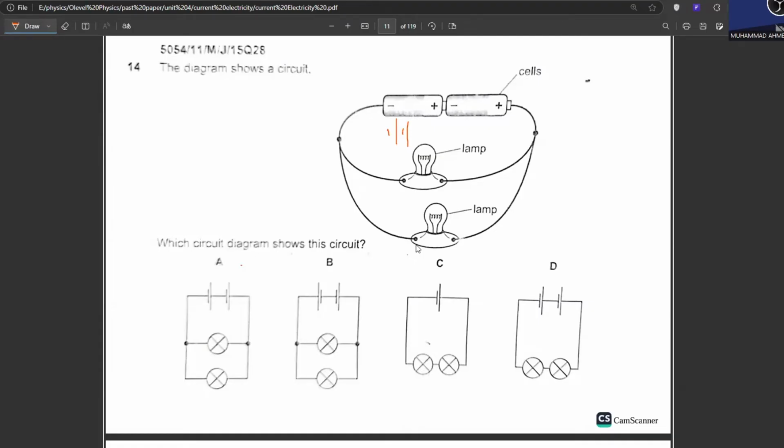This is only available in option A and D. B and C will get cancelled out. Can you see the lamps are also connected in parallel? So the only remaining option is A.